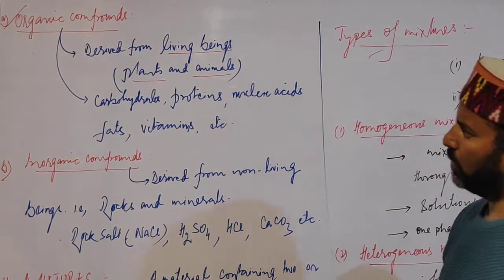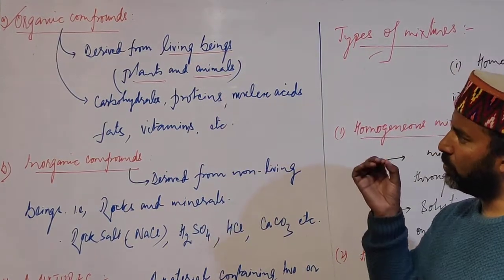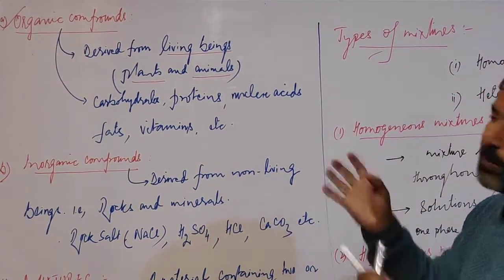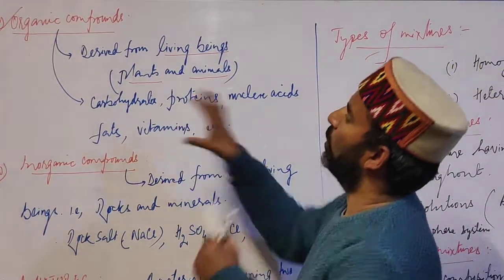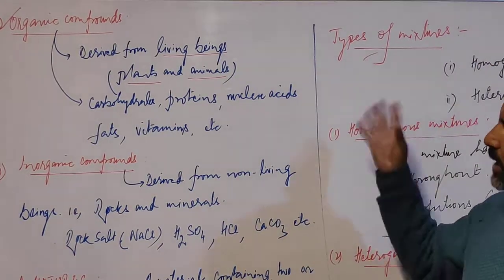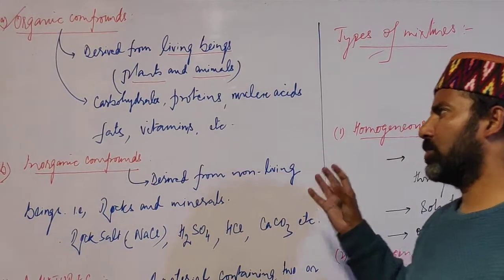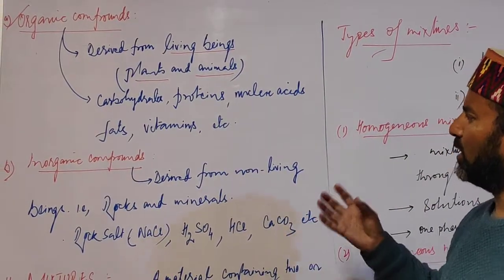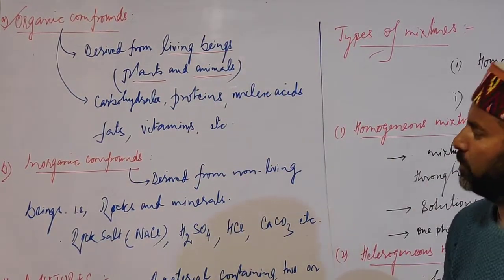And students, one more thing which you have learned in class 10, that organic compounds are essentially the carbon compounds. And in terms of modern definition, we say organic compounds are hydrocarbons or their derivatives. So many organic compounds like methane, ethane, ethanol, carboxylic acids, they all are organic compounds.